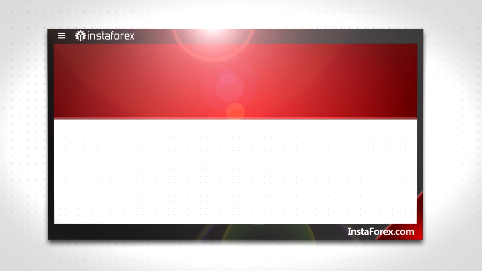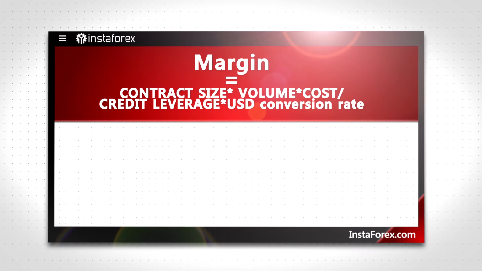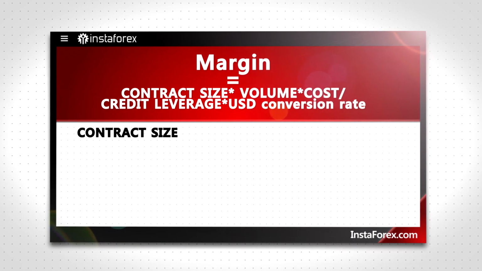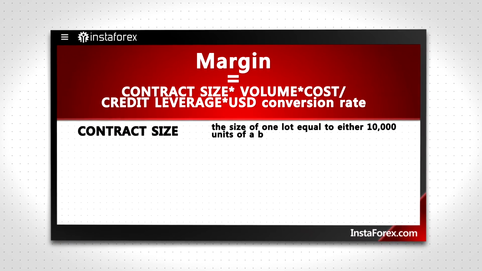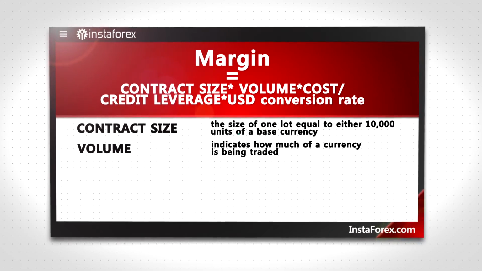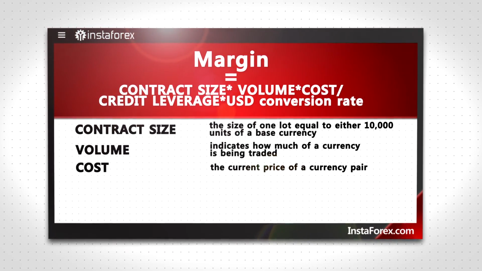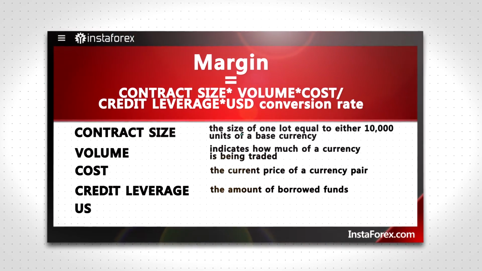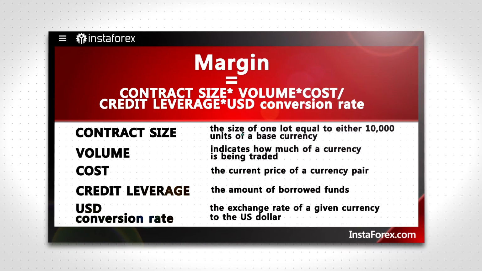The size of margin in US dollars that is required for opening trade positions is calculated by the following formula, where contract size is the size of one lot equal to either 10,000 or 100,000 units of a base currency. Volume indicates how much of a currency is being traded. Cost is the current price of a currency pair. Credit leverage is the amount of borrowed funds. Finally, USD conversion rate is the exchange rate of a given currency to the US dollar.